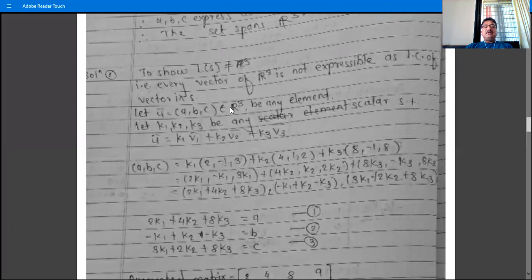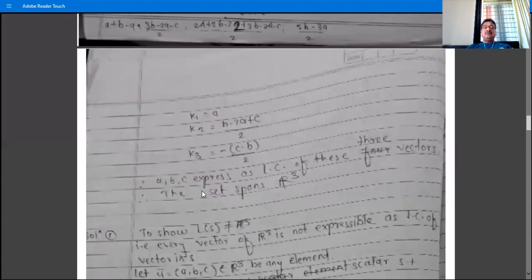That is, every vector of R3 is not expressible as a linear combination of vectors in S. So take U bar as (A, B, C) belonging to R3, be any vector. Now we have to show this vector is not expressible as a linear combination of vectors in S. So we start with: let K1, K2, K3 be scalars such that U bar is equal to K1 V1 plus K2 V2 plus K3 V3. Now we have to find the values of K1, K2, K3. So substitute U bar, V1 bar, V2 bar, V3 bar.